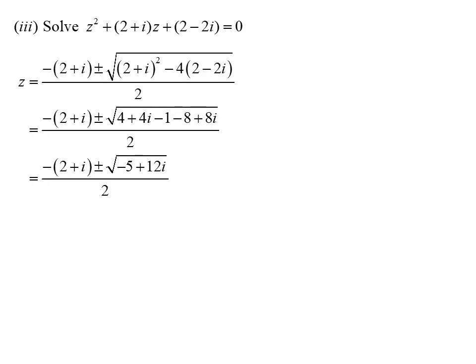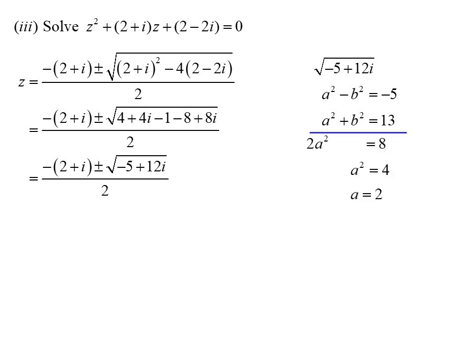Substituting in, I've got to find the square root of minus 5 plus 12i. Beautiful. 5, 12, 13. Pythagorean triad, this one's going to be nice. Now let's just do it over here on the side. Difference of two squares will be minus 5. Sum of two squares will be that third number in the triad, 13. Add them together. I get a is 2. B is 3. Let me have a look at the imaginary part. The imaginary part is positive. So we get 2 plus 3i.